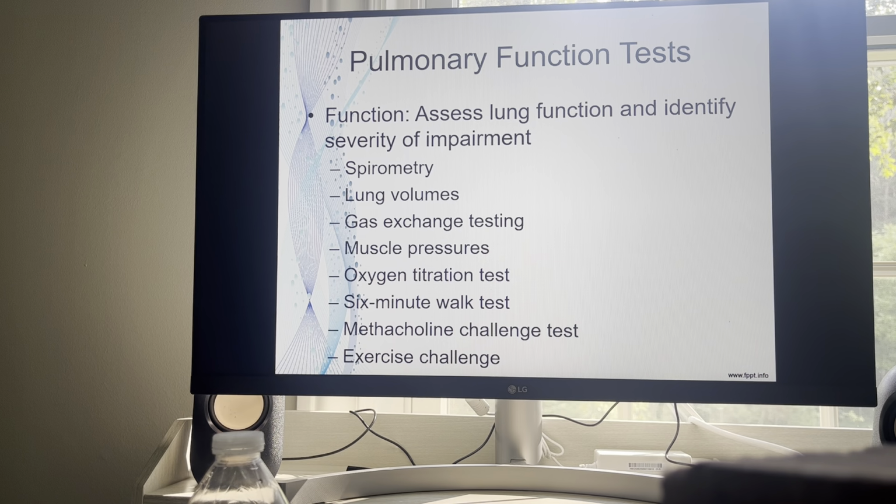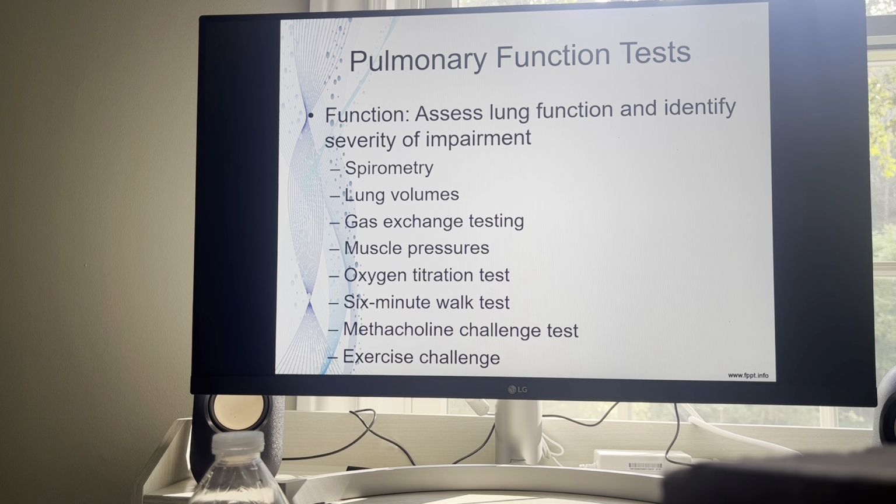So pulmonary function tests, there are many, and spirometry is just one example of a pulmonary function test. Spirometry is what we're going to focus on in this lecture, and spirometry is the one that you can do in your office-based setting. You can do exercise challenge too, you can do 6-minute walk test, but for the most part, all of the other ones apart from spirometry are going to be done in a pulmonary office. They're more specialized tests. But let's focus on spirometry.